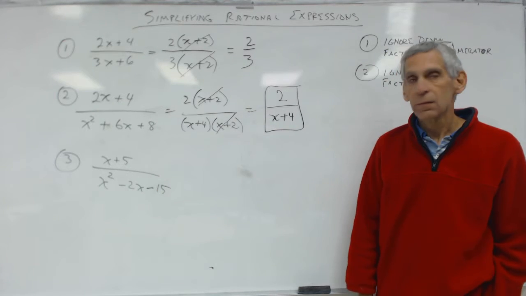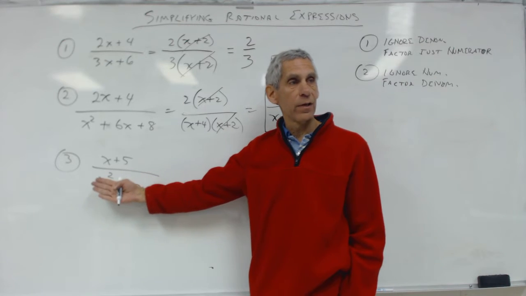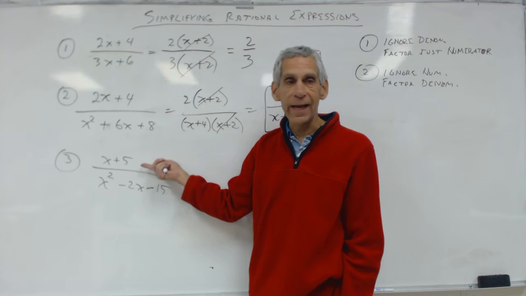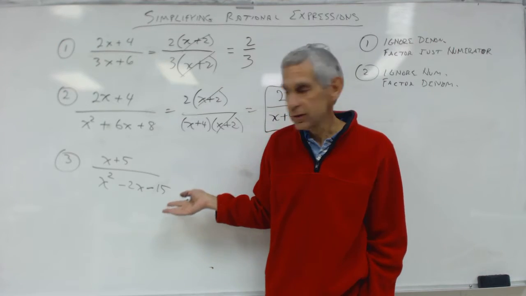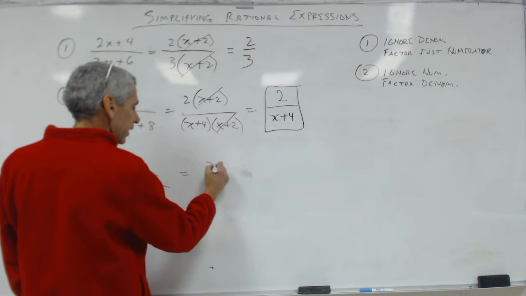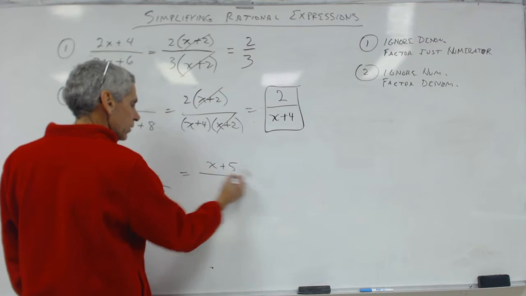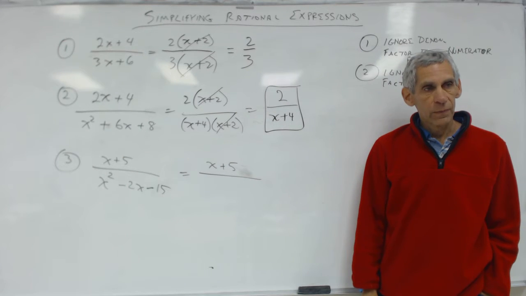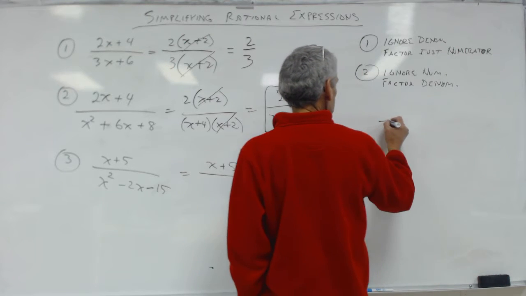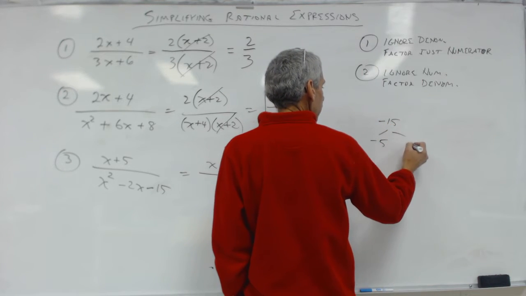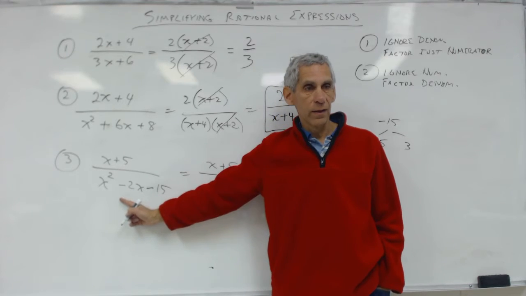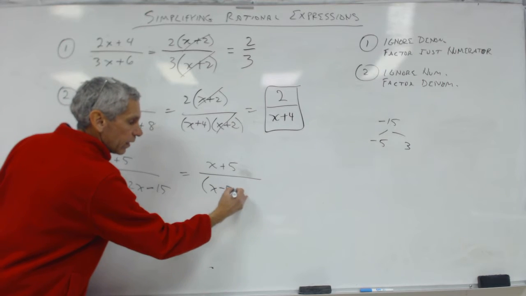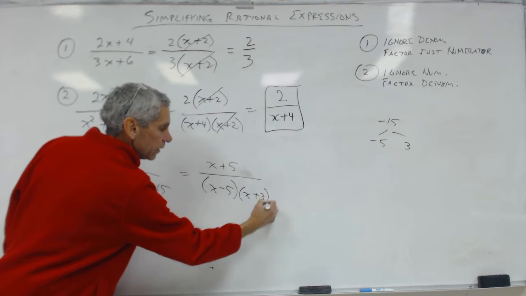Okay, so I'm going to ignore my denominator. I'm going to factor my numerator. How can I factor my numerator? I can't. You can take 1 out, so I'll just leave it. So I've got x plus 5 upstairs. How can I factor my denominator? Factors of negative 15: negative 5 and 3. Negative 5 and positive 3 would give me negative 2, right? And it'll give me negative 15 if I multiplied it. So suddenly I've got x minus 5 times x plus 3.